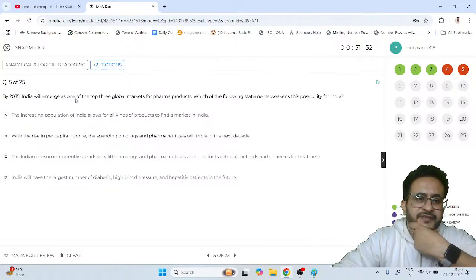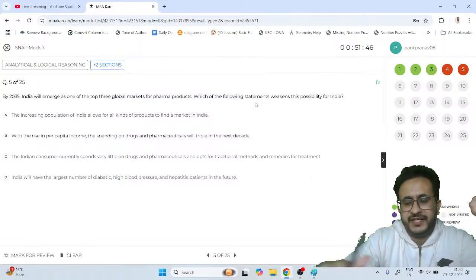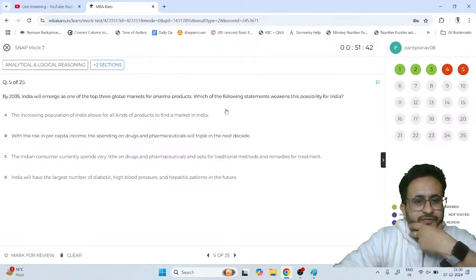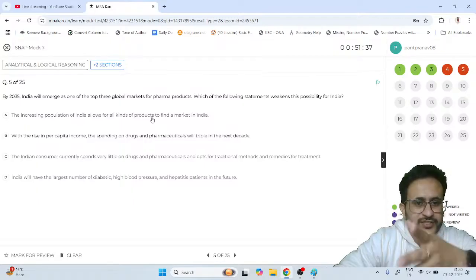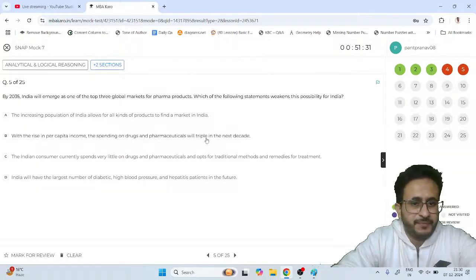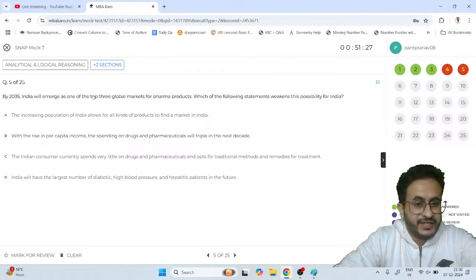By 2035, India will emerge as one of the top three global markets for pharma products. Which of the following statements weakens this possibility for India? So something that is against the increase of India's growth. The increasing population of India allows for all kinds of products. So irrelevant, out of scope. With the rise of per capita income, the spending on drugs and pharmaceuticals will triple in the next decade. Now, this is supporting the argument. We have to tell which is against the argument.